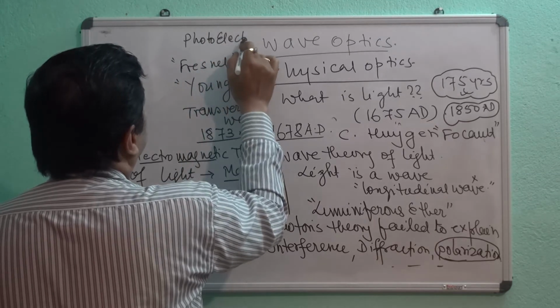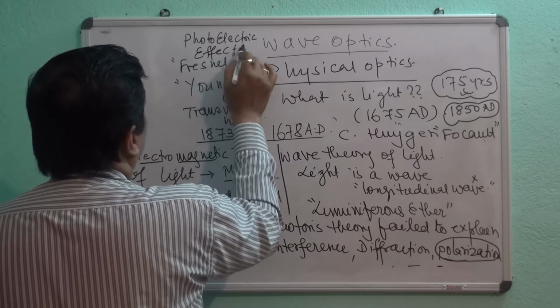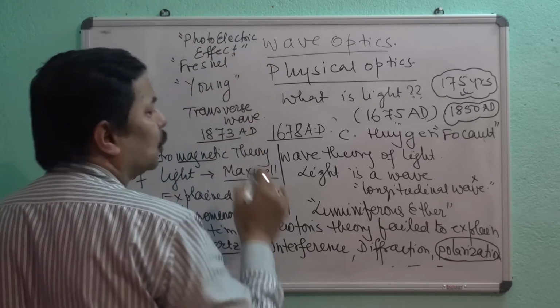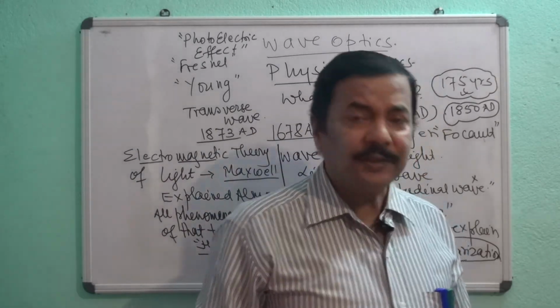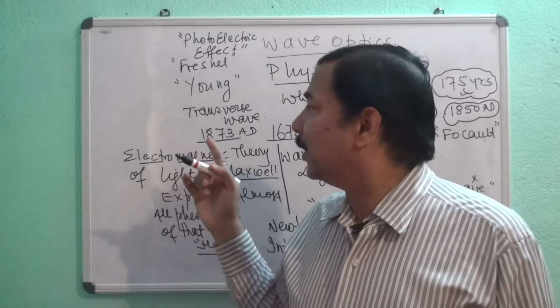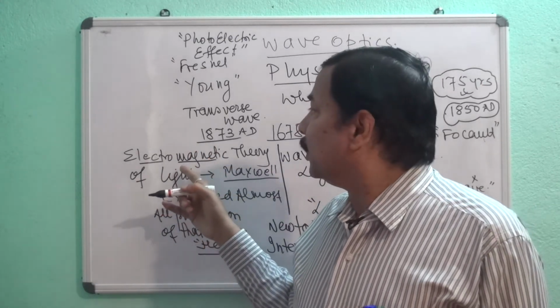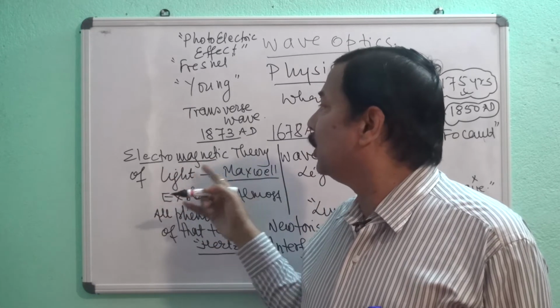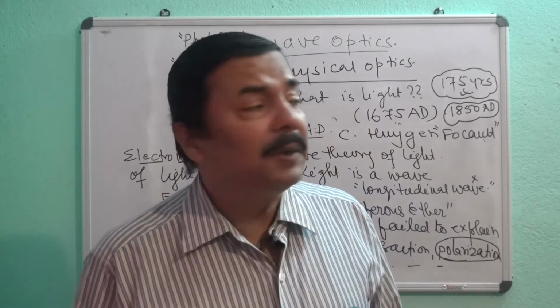Photoelectric effect. This photoelectric effect will be taught to you in detail in your modern physics. In modern physics, it will be taught to you in detail, and this photoelectric effect was not explained by using the electromagnetic theory of light given by Maxwell. So again the problem came.